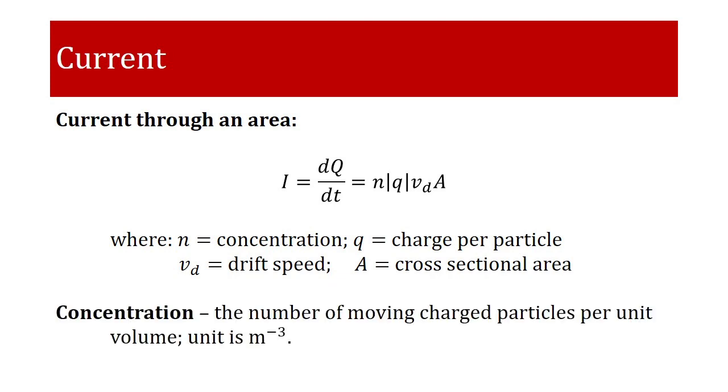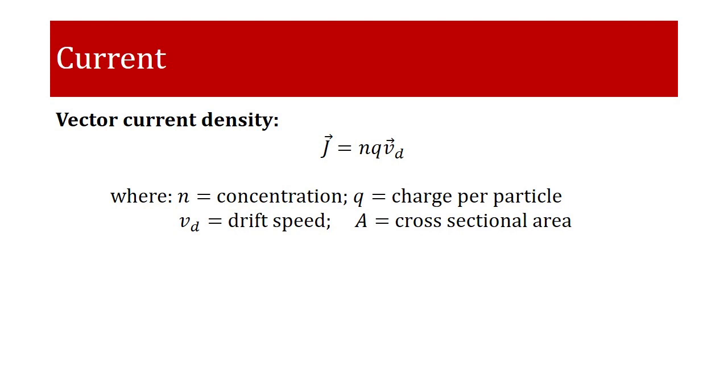And ang kanang concentration is, ang unit ana is per cubic meter, meaning kung pila ka buok charged particles nga naga-move per unit volume. And napod tayo ginatawag nga vector current density, or simply current density denoted by J, which is equal to the concentration times the charge per particle times the drift speed. Wala na tong area.